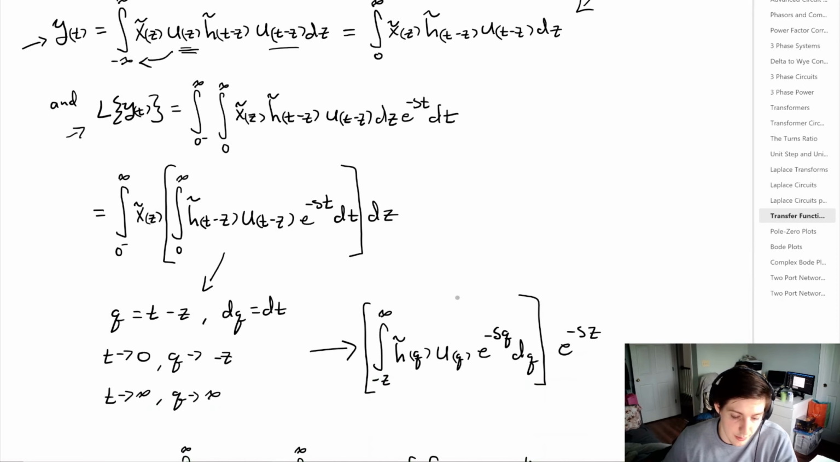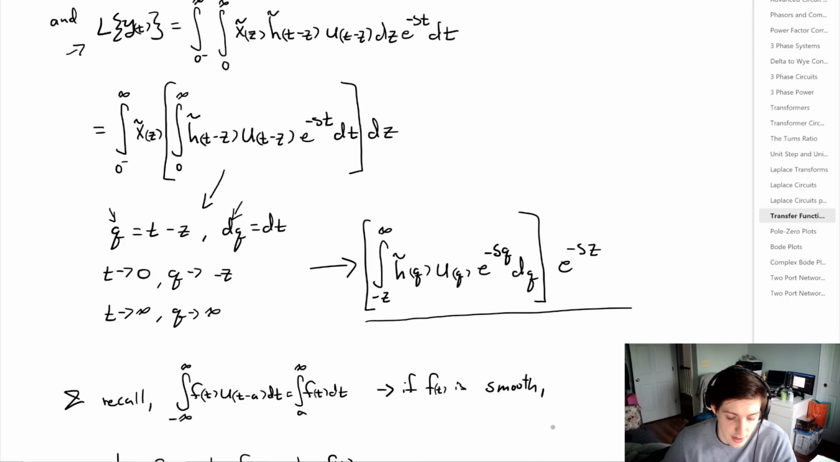And from this, we are going to make another substitution, say that q is equal to t minus z, dq is equal to dt. And if we look at that integral, as t goes to 0, q goes to minus z, as t goes to infinity, q goes to infinity. So making all these substitutions, we arrive at this integral here.